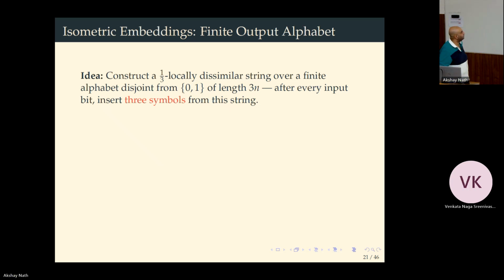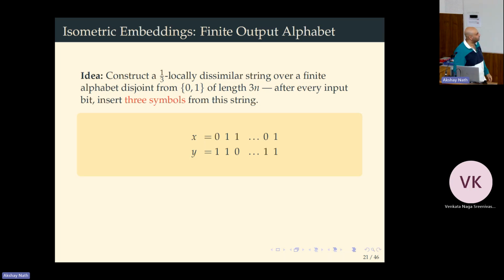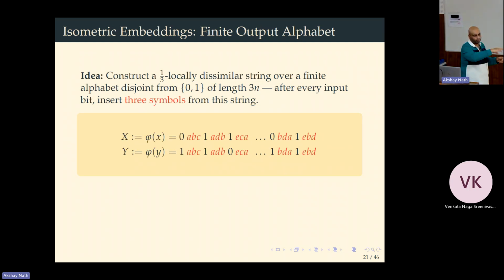Okay. And then we take our input, which is x and y, and take this 3n length thing, chop it up into blocks of size 3, and just use that as the padding. We know that this 3n length thing is on some constant alphabet size. It's 1/3, so it's like 1 over (1 minus 1/3) whole square. Okay, so this is our new embedding, and I claim this is isometric.